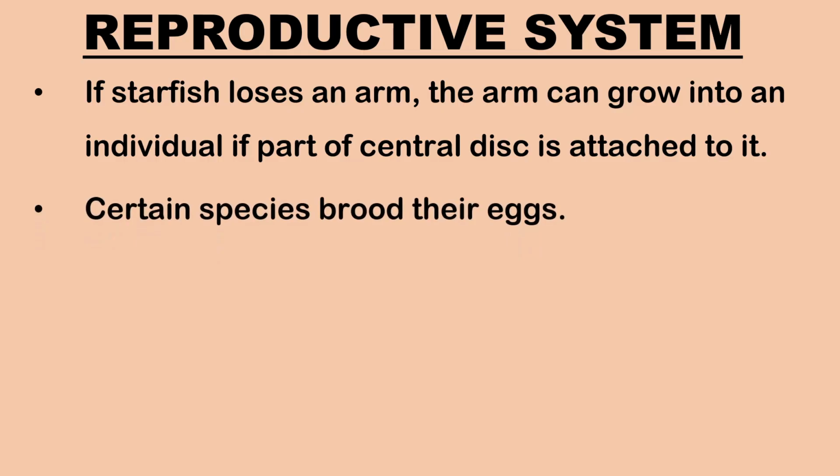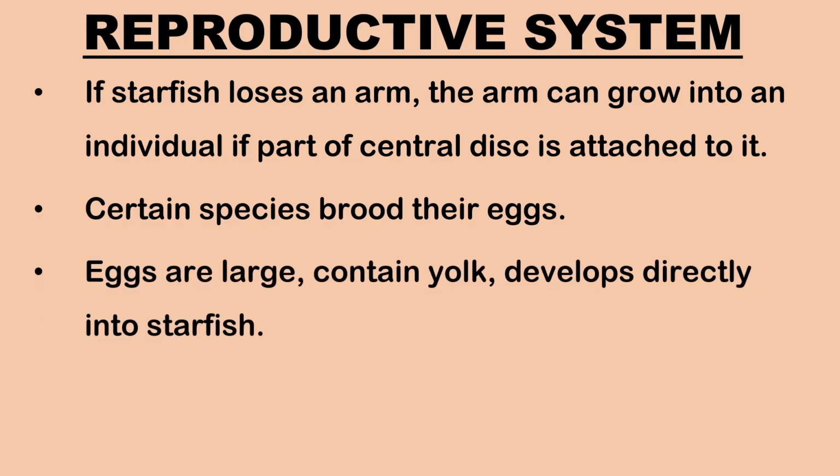Certain species brood their eggs by sitting on them or within the body. Their eggs are relatively large and contain yolk which directly develop into starfish without any larval stage.